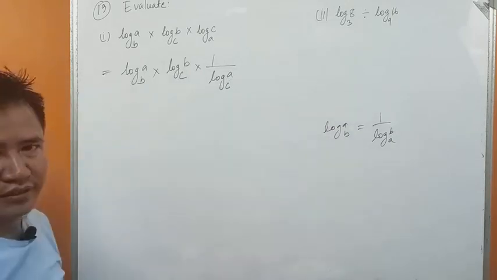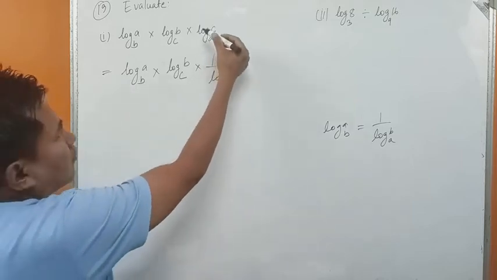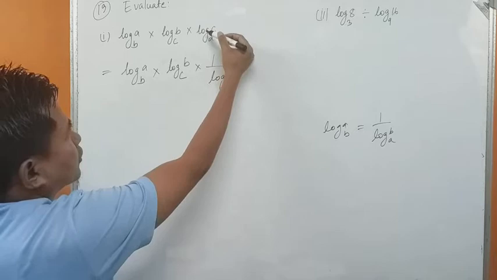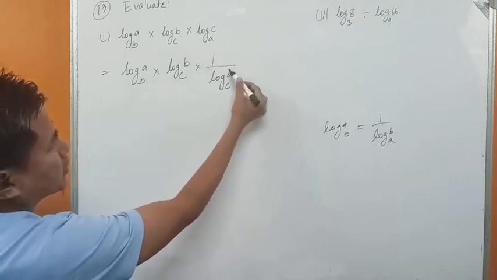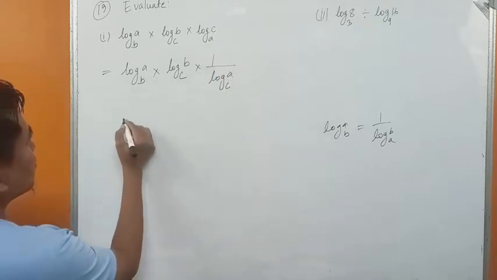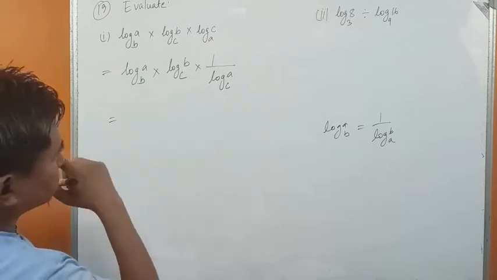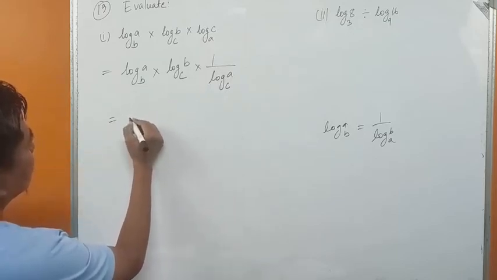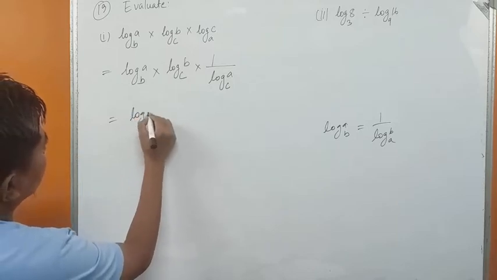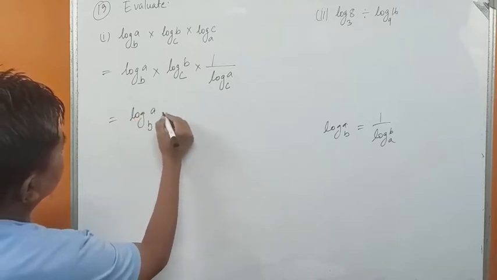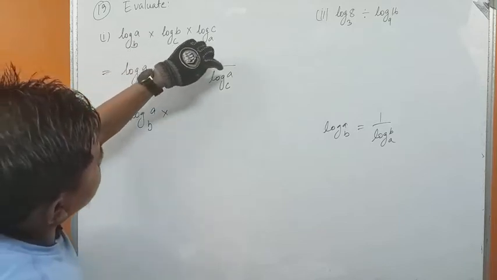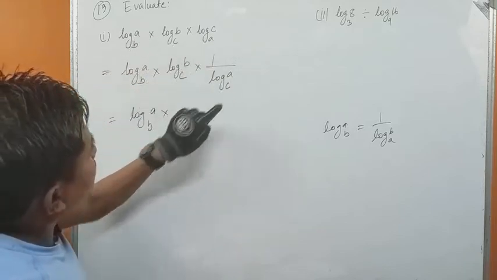We have done this, isn't it? Log c to the base a means 1 upon log a to the base c. If I take this number to the denominator, this log and base change. Okay, now this equals log a to the base b into log b to the base c upon log a to the base c, and the bases are equal.